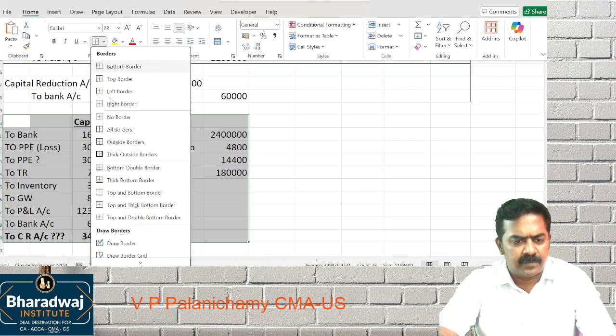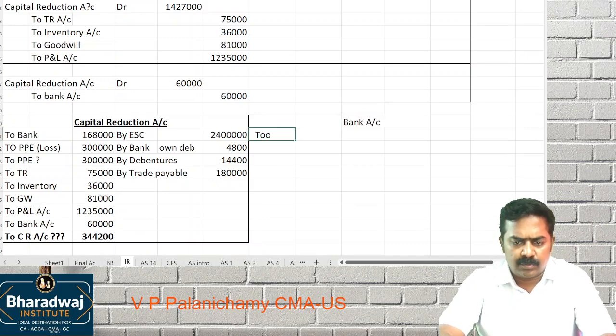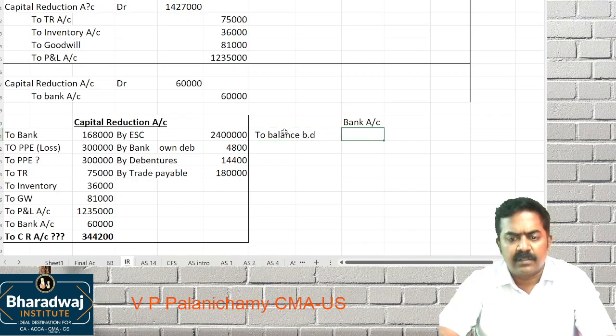They ask you to prepare which account? Bank account also, to balance brought down. What is the opening balance in the opening balance sheet? 2 lakh. Then record all the receipts and payments.